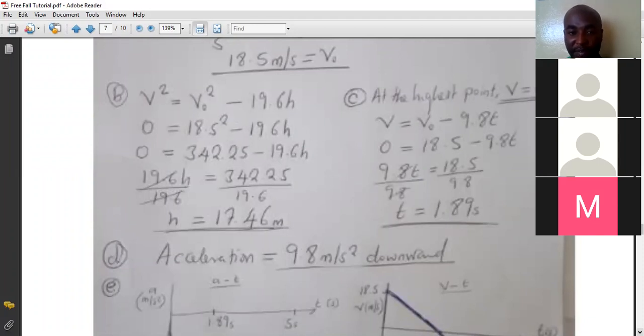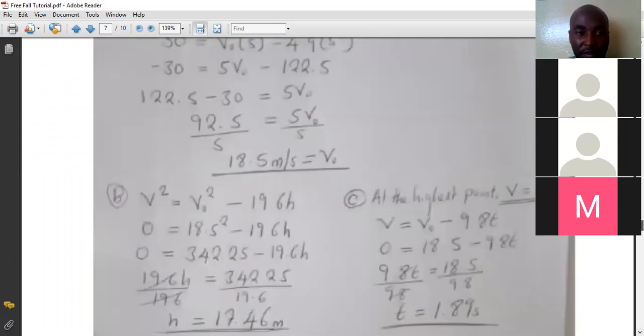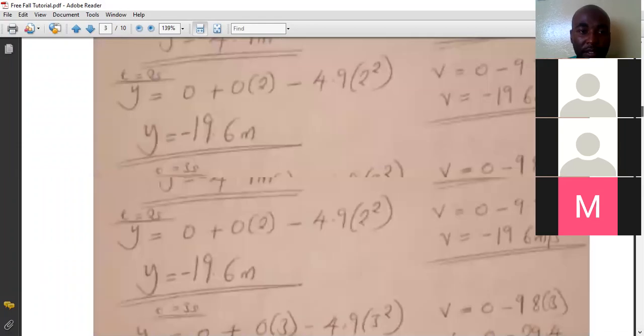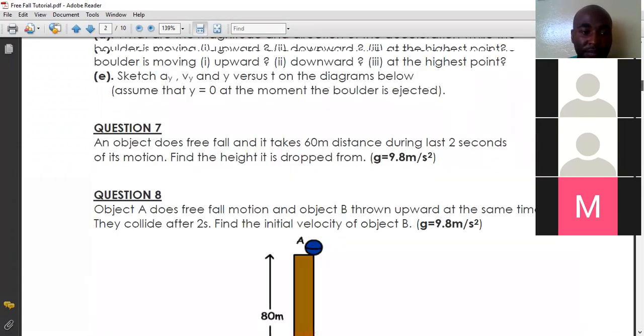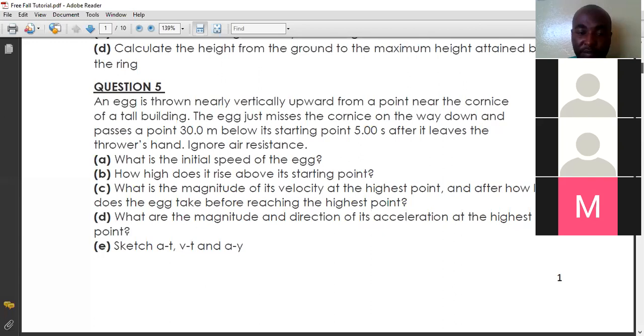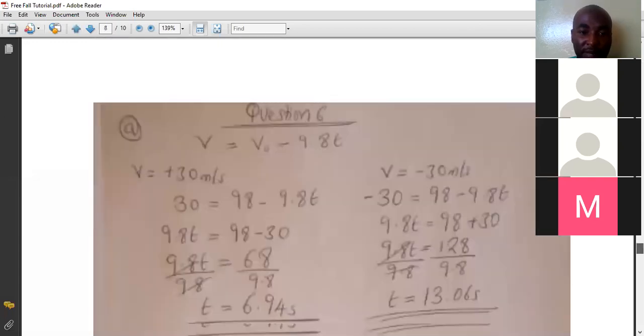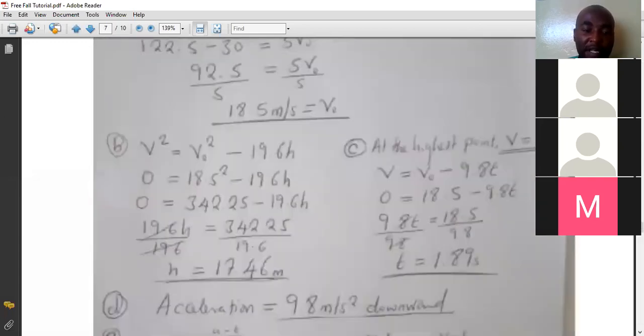Then B: how high above the starting point does it rise? Remember, at the highest point, velocity is 0. So you use this equation: V squared equals V naught squared minus 19.6 H. We're looking for H. So 0 equals 18.5 squared minus 19.6 H. Then you solve for H and find 17.46.